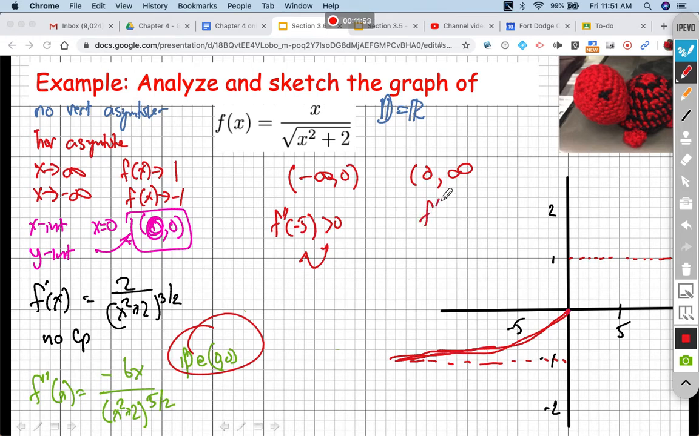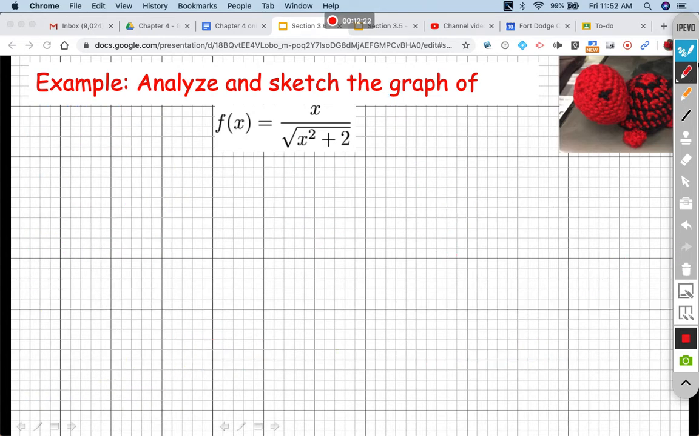If I look at someplace over here, I'll look at +5. That's going to make my numerator negative. My denominator is always positive. This will be less than 0, so that's concave down. So that's going to look like that. Woohoo! One more sketch done. Let's look at the next one.